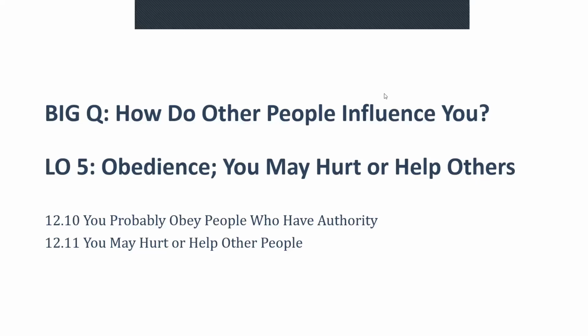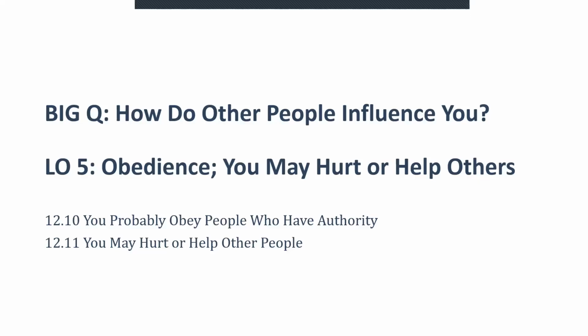Hello, Psych 101 students. Welcome to Module 6, Chapter 12, Learning Objective 5. We will conclude the big question, how do other people influence you, by looking at obedience and how you may hurt or help others. Let's begin.